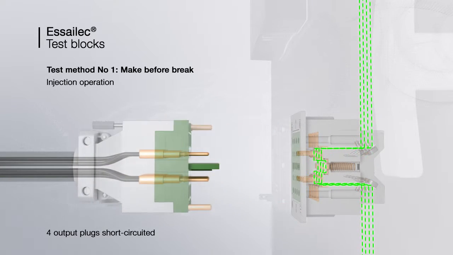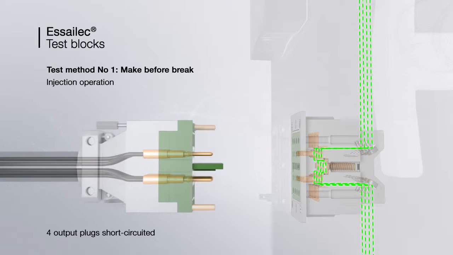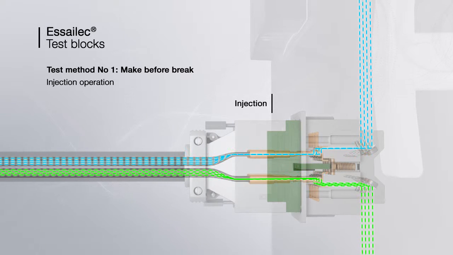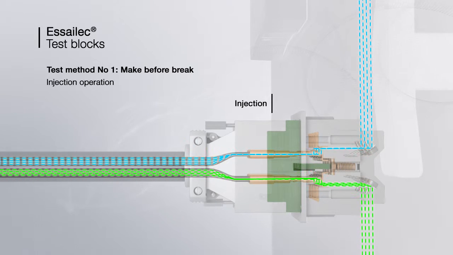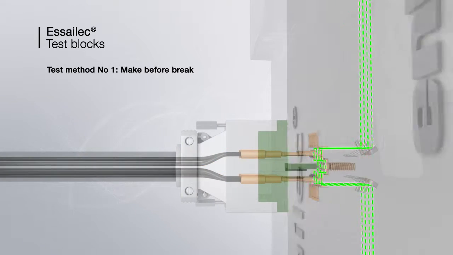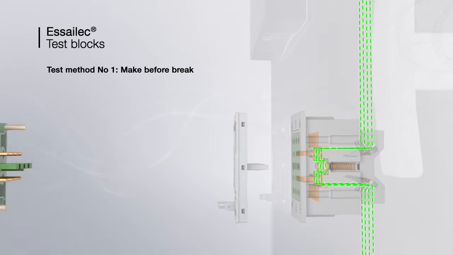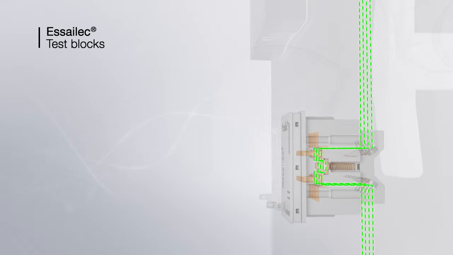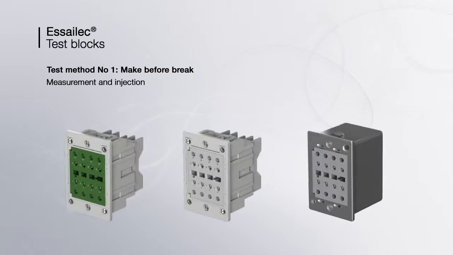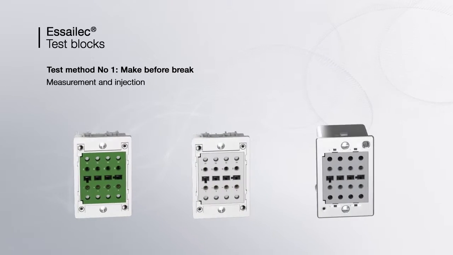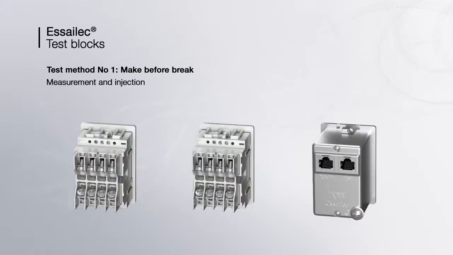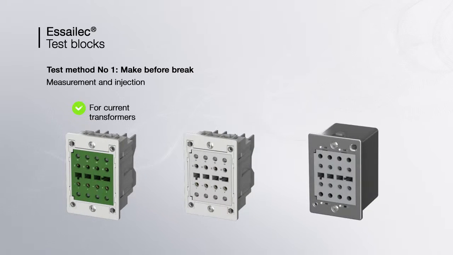In its current application, the operator short circuits the current transformer by interconnecting the four plug outputs together before injection. When the plug is removed, the signal flows again through the socket. The make before break method allows measurement and injection operations on current transformers, voltage transformers, and current and voltage sensors.